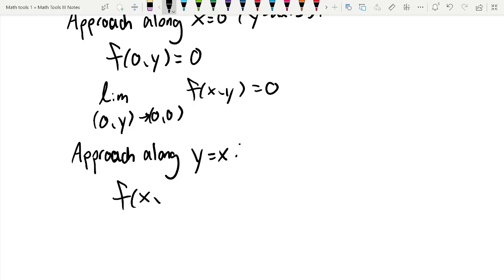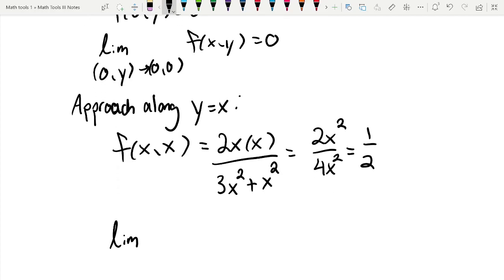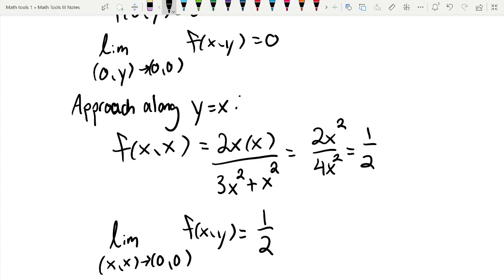So if we're looking at the line y equals x, then these are going to be the same thing, right? So we're going to replace all of the y's with x's. Or you could do it the other way, it wouldn't matter. 3x squared plus x squared, because that was a y. So this is going to be 2x squared over 4x squared, which is 1/2. Okay. So that tells us that the limit as (x, y) approaches (0, 0) of f of (x, y) is equal to 1/2. So coming in from the x-axis it's 0, coming in from the y-axis it's 0, coming in from the line y equals x, it's 1/2.